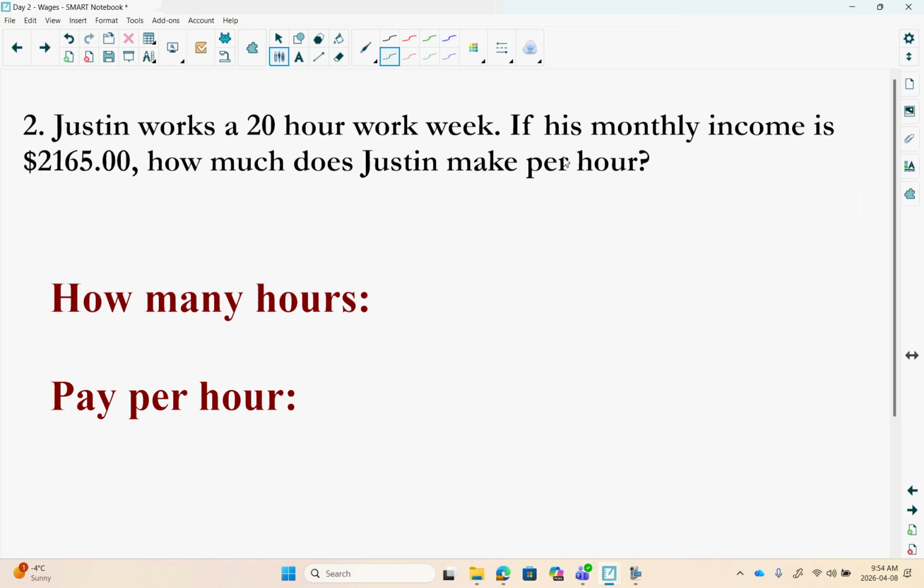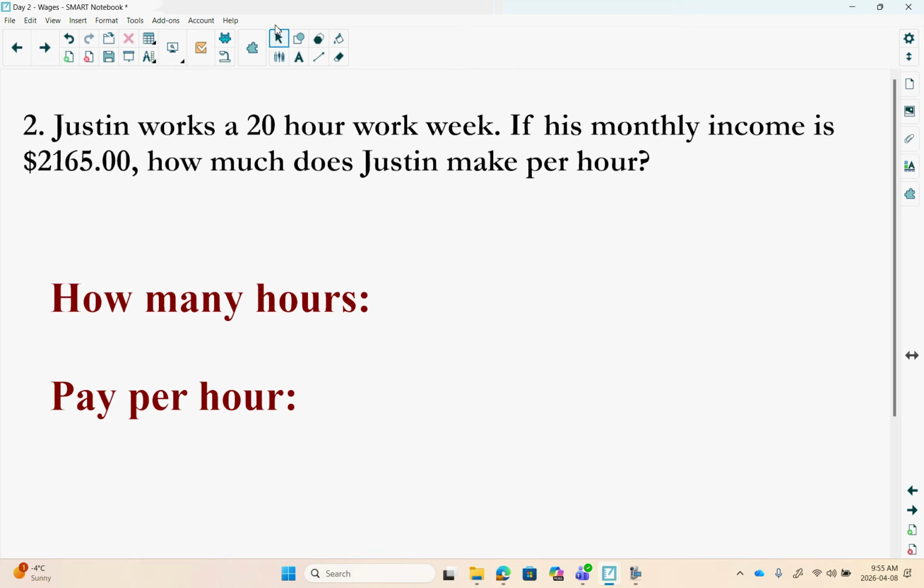Question two, Justin works a 20-hour work week. If his monthly income is $2,165, how much does Justin make per hour? All right. You got to figure out how many hours he works in a month. And this is one of those questions where I said they use the figure that I don't typically like. How many weeks are in a month? What did we say yesterday? 4.3 repeating, or 4.33. Okay?